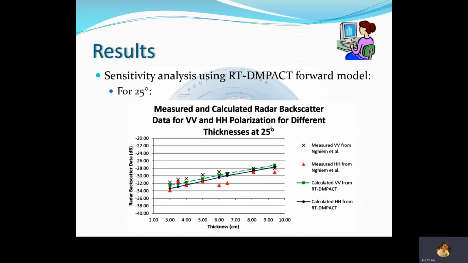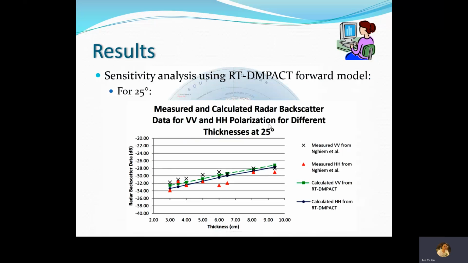Okay. So first we perform a sensitivity analysis using the forward model, for 25 degrees and 30 degrees, since both incidence angles are given in the Yeong et al. paper. So we find that the forward model is able to achieve a trend as we calculate the VV and HH radar backscatter data using the measured physical saline ice properties from the paper.